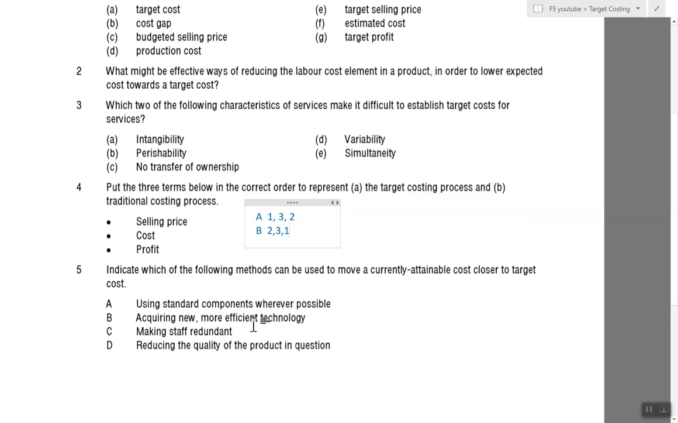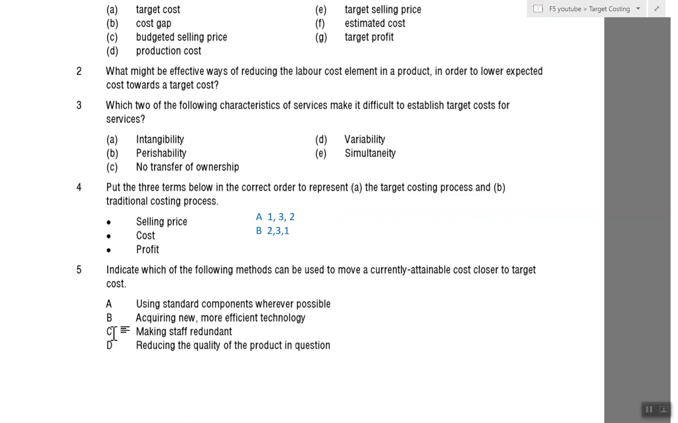Okay, acquiring new, more efficient technology, making staff redundant, reducing the quality of product in question. Remember, whenever you are reducing the cost of the product, it shouldn't reduce the estimated quality. So people should not think that the quality has been reduced. So we will only reduce the cost without affecting the quality of the product. So making staff redundant is not a good option. Acquiring new, more efficient technology and using standard components wherever possible. So these two will be correct. So in my opinion, both of them are correct.